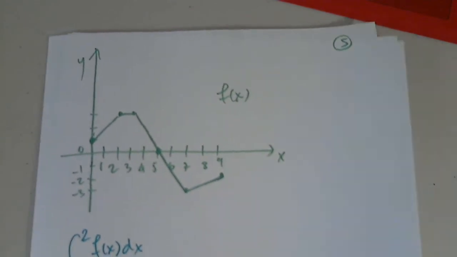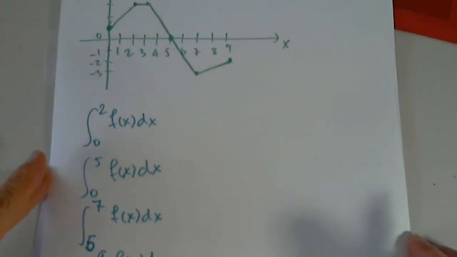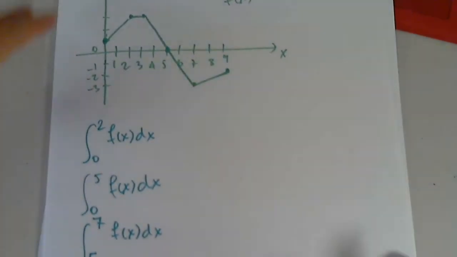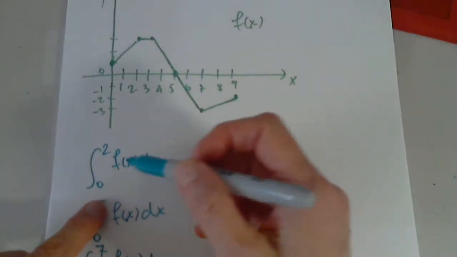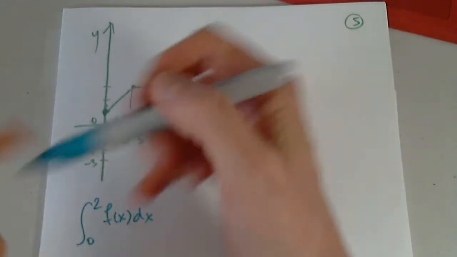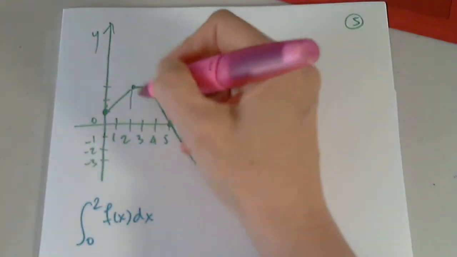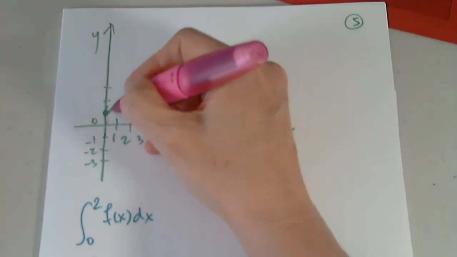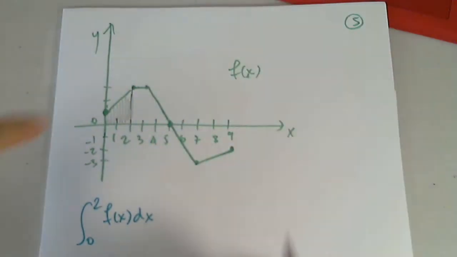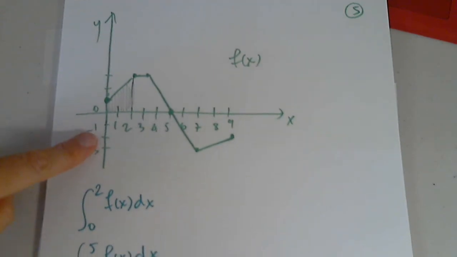Okay. So the integral from 0 to 2 is this area. Let me use a pencil. Do I have a pencil here? I do have a pencil here. Okay. So this is the area between 0 and 2. How do I determine it?